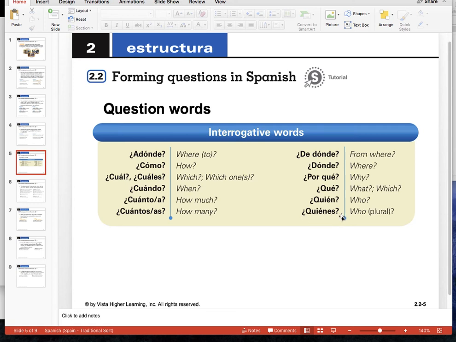So notice that all of these interrogative words have something in common. They all have written accent marks. Every single one. Look, ¿dónde over the O, ¿cómo over the O, and ¿cuál, cuáles, ¿cuándo, etc. They all have an accent mark, okay? So keep that in mind. That's important.